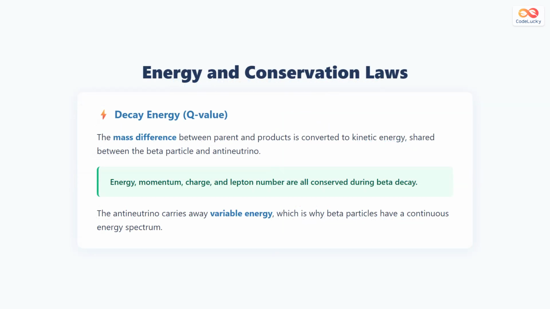Energy plays a crucial role in beta decay. The decay energy, also called the Q value, comes from the mass difference between the parent nucleus and the decay products. This mass is converted into kinetic energy according to Einstein's mass-energy equivalence. This energy is shared between the beta particle and the antineutrino. All conservation laws are obeyed. Energy, momentum, charge, and lepton number are all conserved. The antineutrino carries away variable amounts of energy, which is why beta particles don't all have the same energy. Instead, they show a continuous energy spectrum, ranging from 0 up to a maximum value.